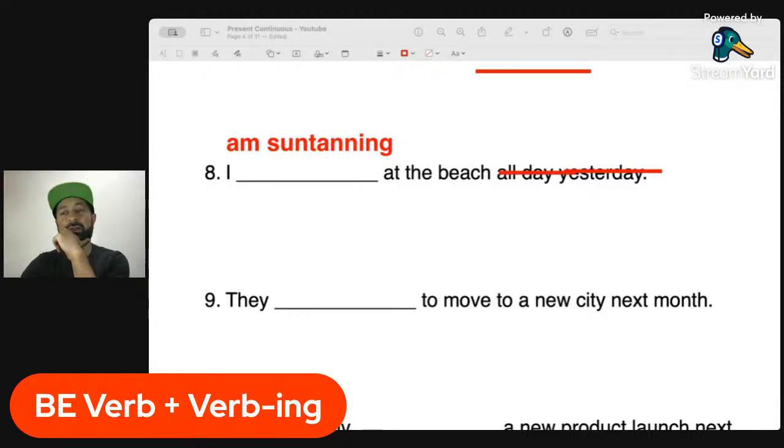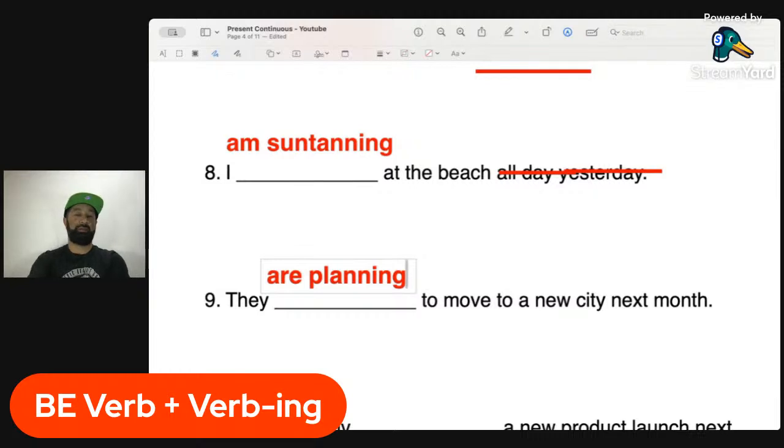All right, so for this one here, I would probably choose right now. Everything right now is in the discussion phase. It's the planning stage. So I would say they're planning to move to a new city next month.